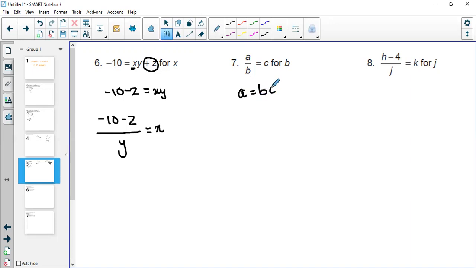Now that we have multiplied, we need to keep c alone. So b multiplies c, and the opposite of multiply is divide. So what happens? a over c equals b. They just switched places, but there needs to be a proper way of switching places, right?